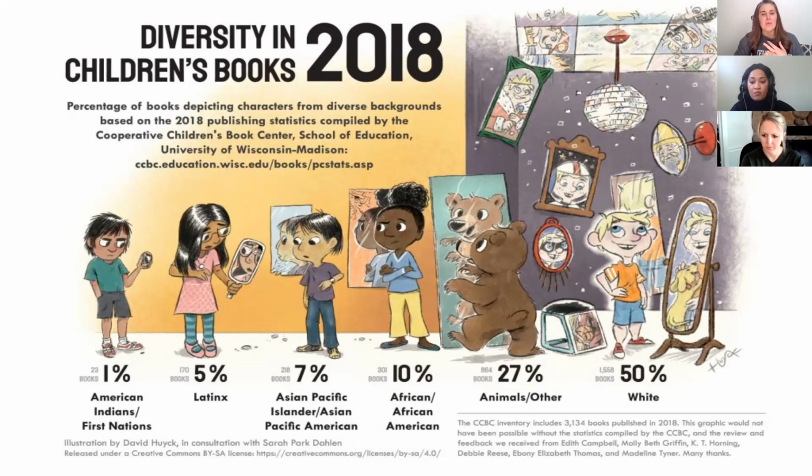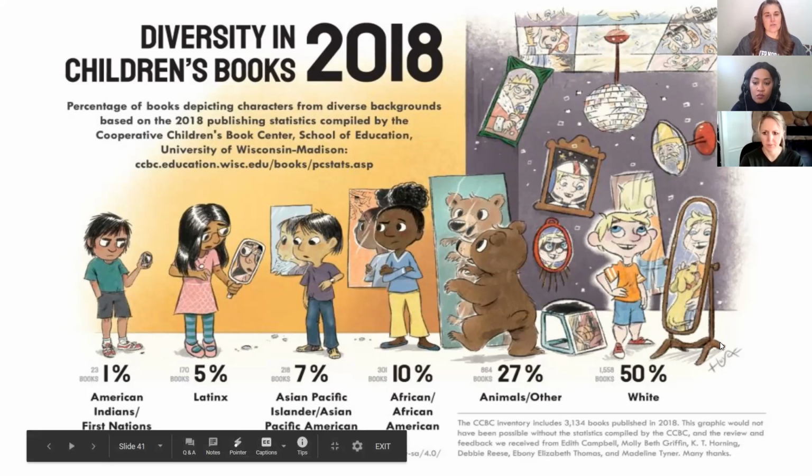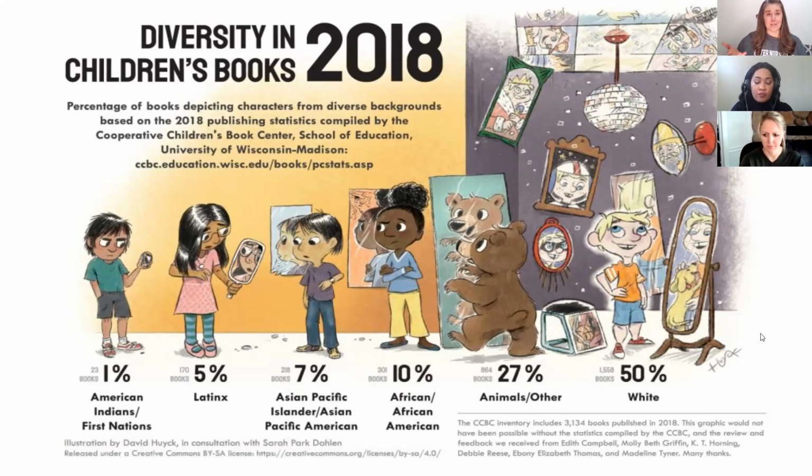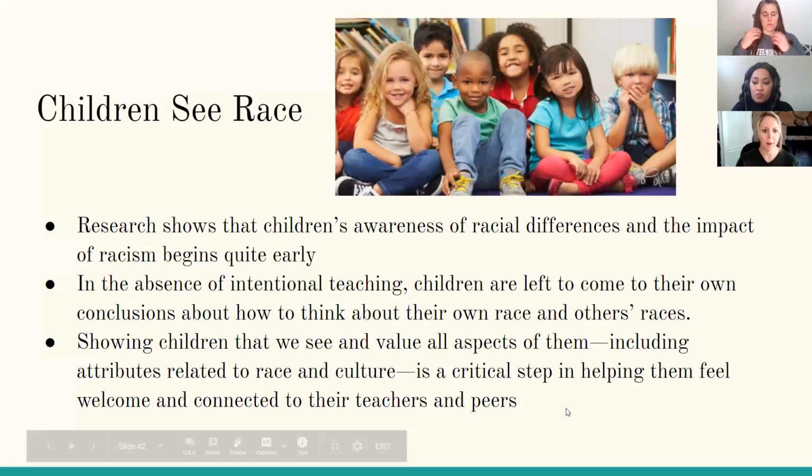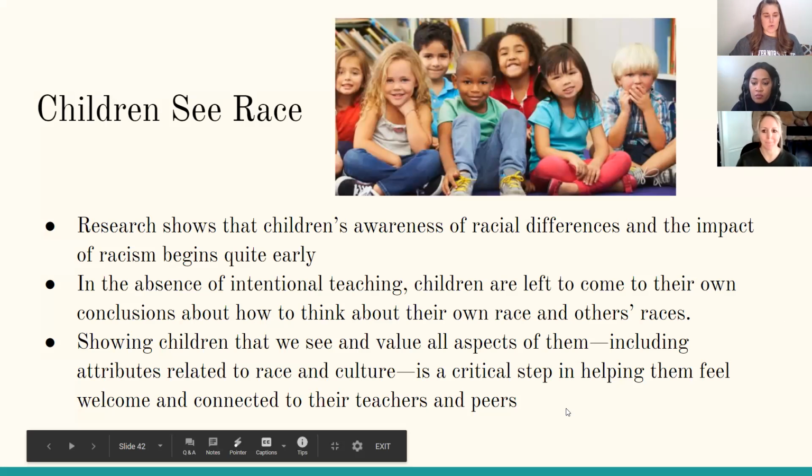African-American students are only 10%, Asians, only 7% of books that were published in 2018 showed Asian students as the main characters, and then less and less, 5% Latinx and only 1% American Indians. So moving through and looking at race as powering how we choose books, let's talk about it.